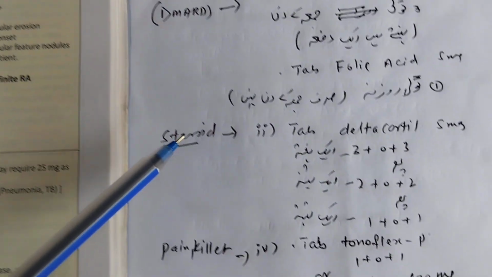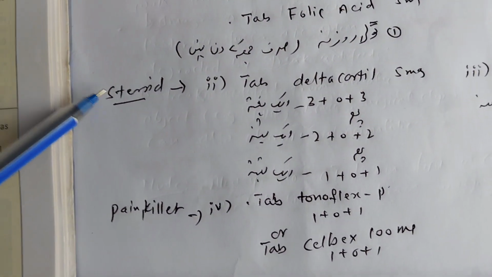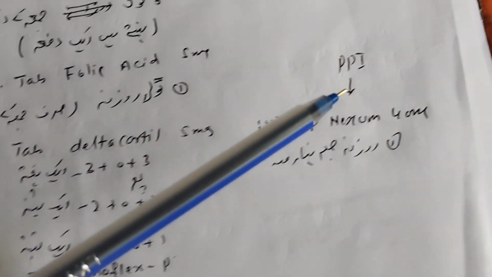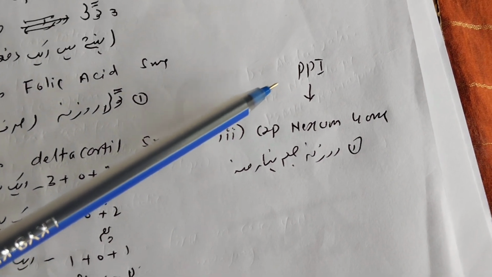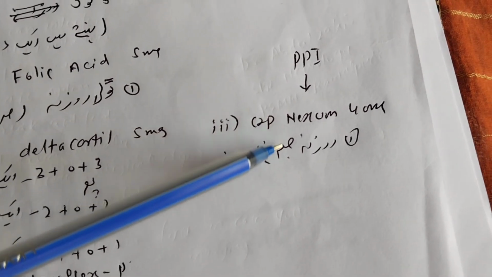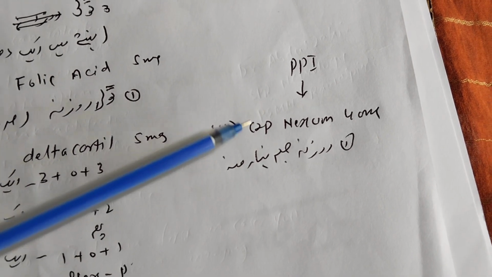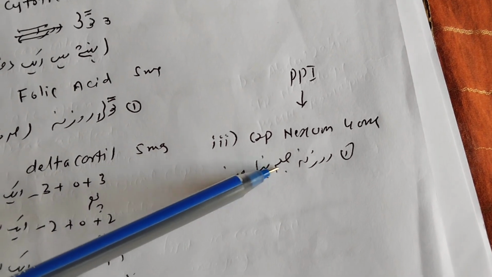So DMARD, steroid, painkiller. Now if you are giving the steroid or painkiller, then you must give PPI coverage to the patient. So in proton pump inhibitors we can add omeprazole, esomeprazole, or any PPI you can add.